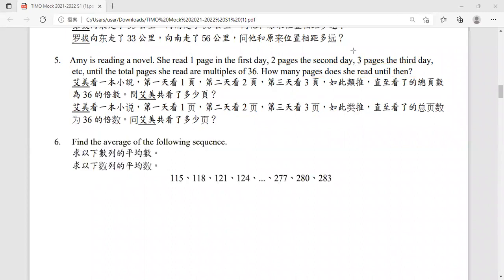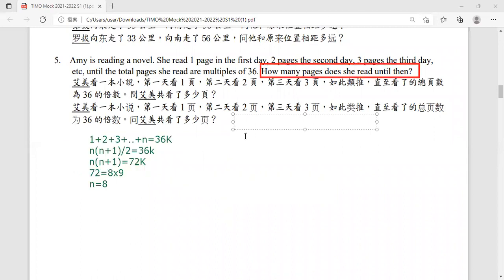Okay. Question 6. This is straightforward, and I think it's somehow pleasant for you. Some ask why this n is 8. Because I know that 72 is equal to 8 times 9. 8 and 9 are consecutive, so I put n is 8, n plus 1 will be 9.